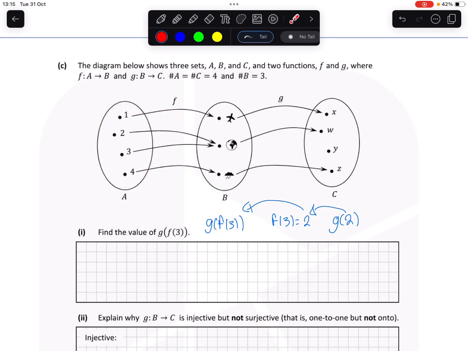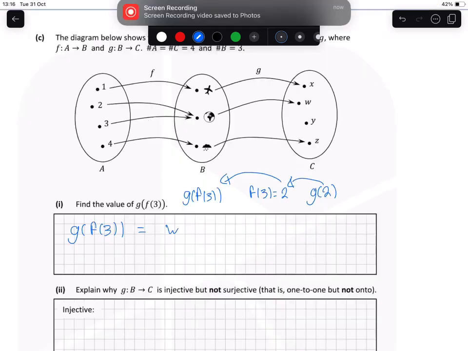So if we go from 3, it sends it to this picture of the earth. What happens when we stick this picture of the earth into the function g? It goes to w. So in the end, we have g of f of 3 is equal to w.